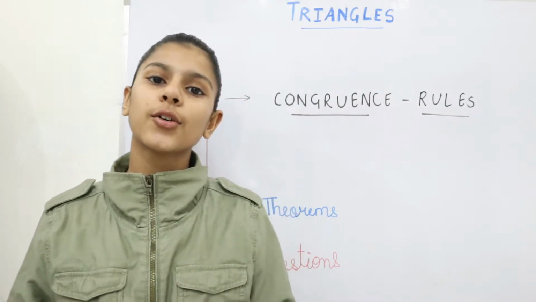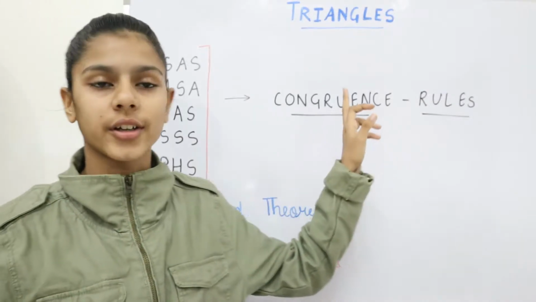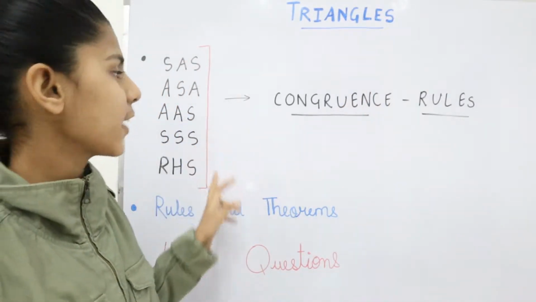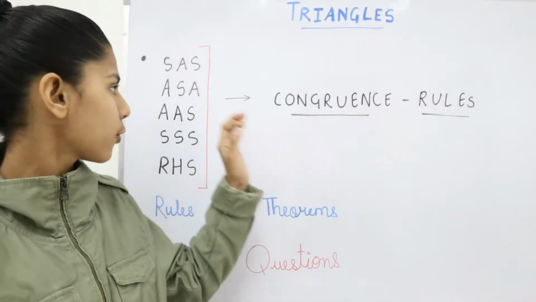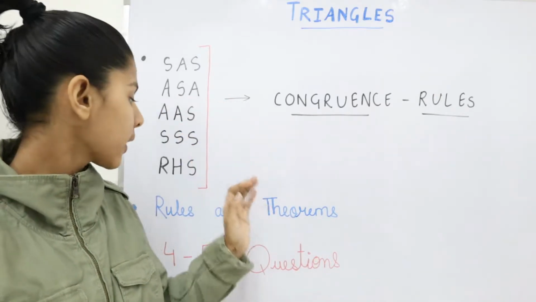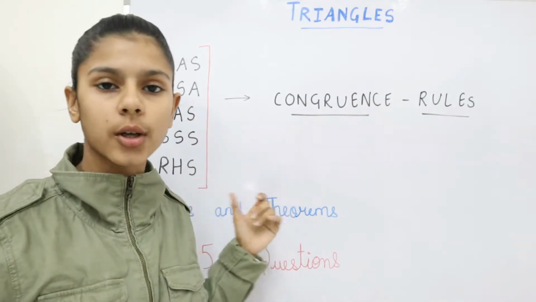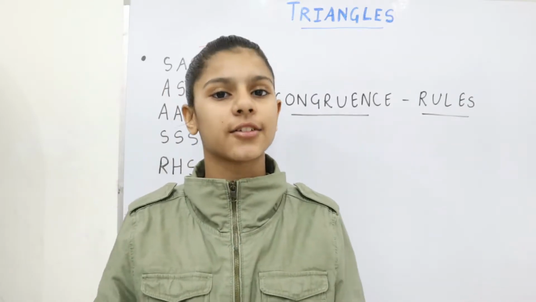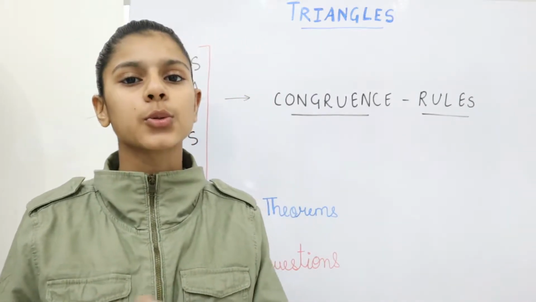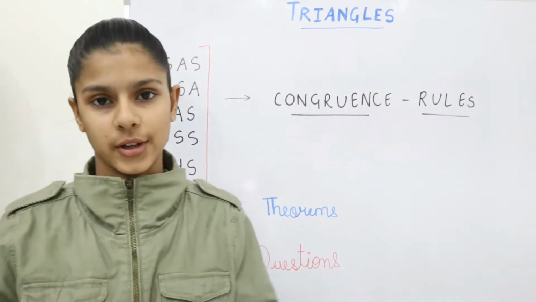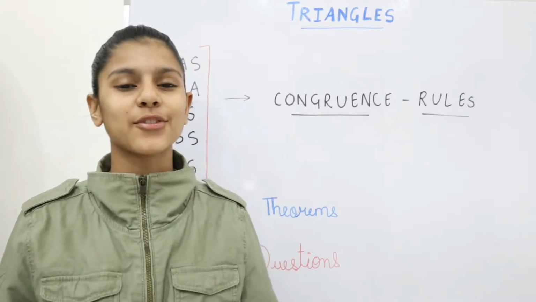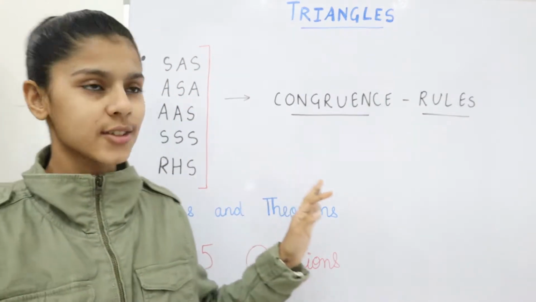So in this video, first of all, we will discuss all the congruence rules. There are total 5 congruence rules. We will discuss them one by one, and then we will discuss some rules and theorems that are given in the chapter, and then we will do some questions, 4 to 5 questions. So let's start with our first topic, which is congruence rules.